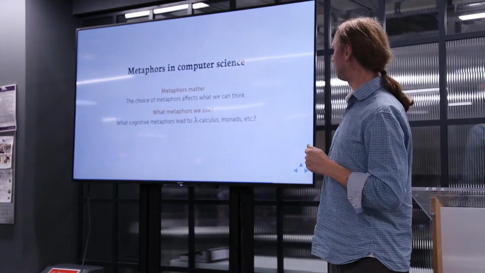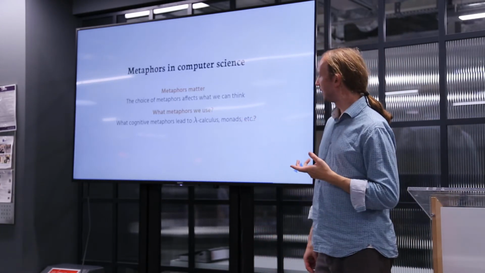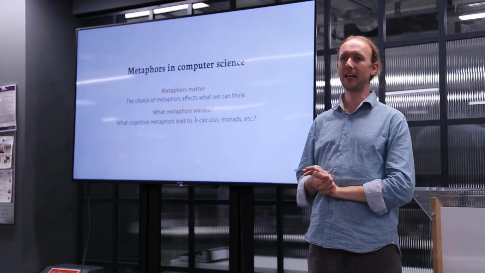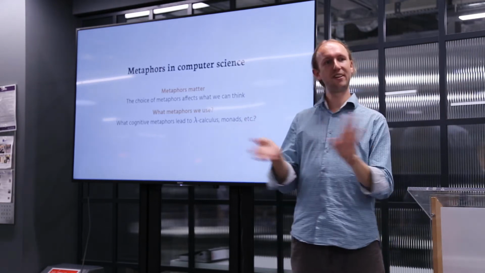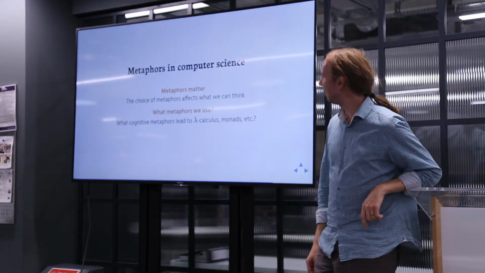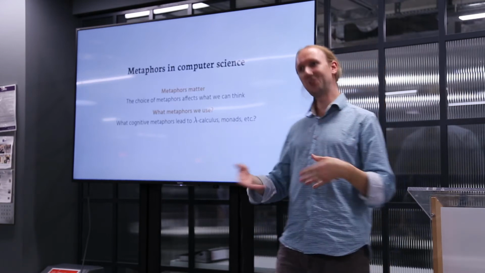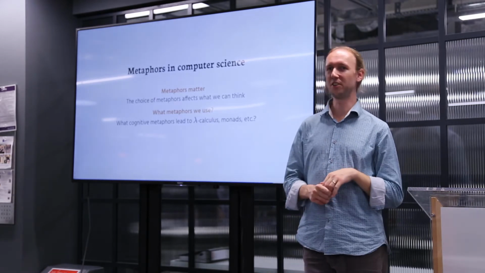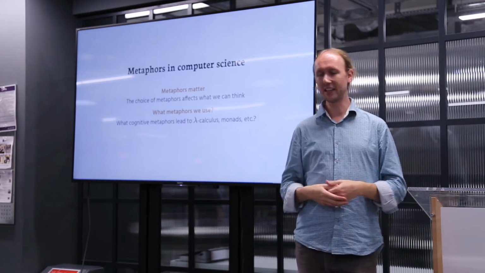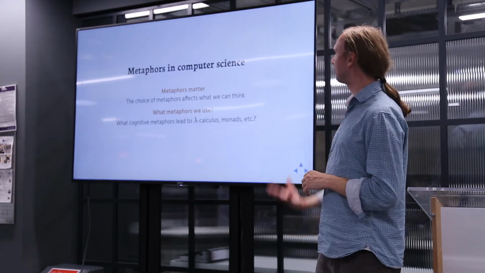Why do I think this is a good problem for computer scientists as well? Well, especially if you look at the more theoretical aspects of computer science, we do really live in the world of the romance of theoretical computer science, and that's used to rationalize a lot of things in the discipline. Looking at the metaphors and trying to do what cognitive science would say about computer science, I think that's interesting for a few reasons.